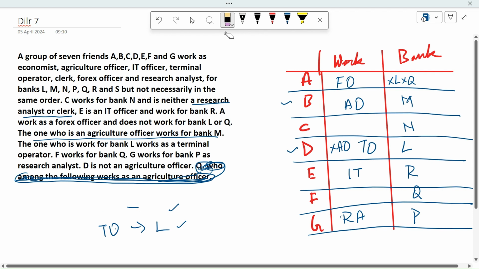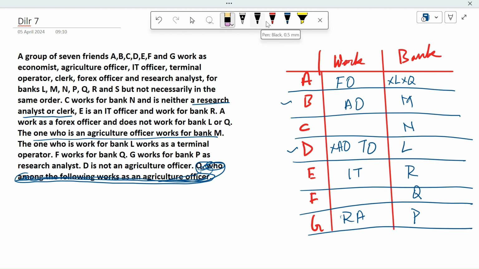Now we need to look for the others who are not filled. We have two positions which are not filled, for C and F. Let us check the banks: L done, M done, N done, P done, Q done, R done, S is not done. So this is left for S.